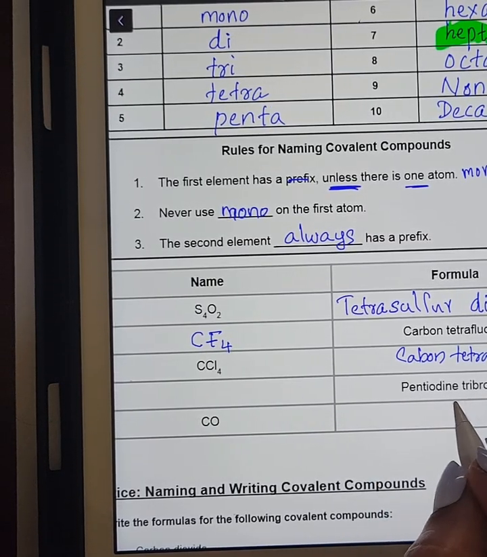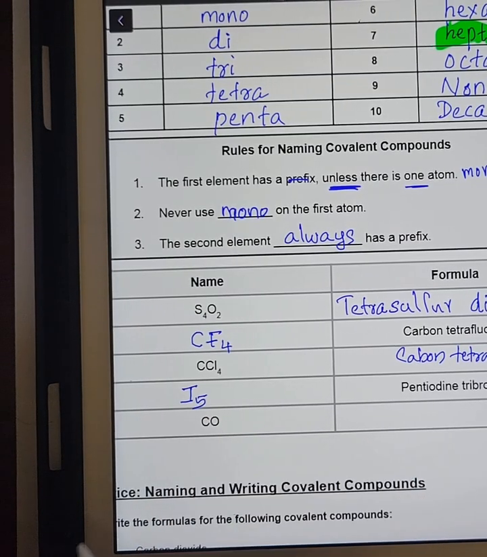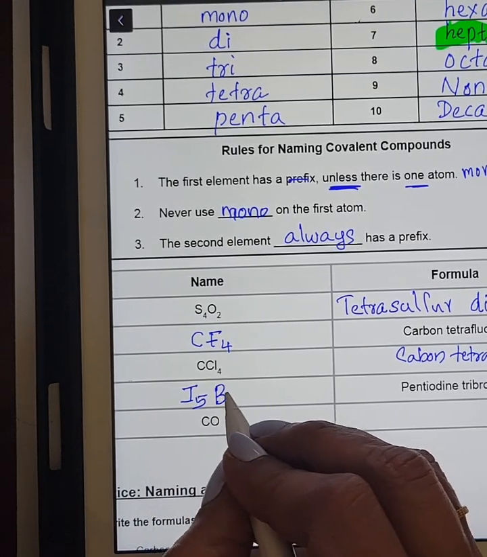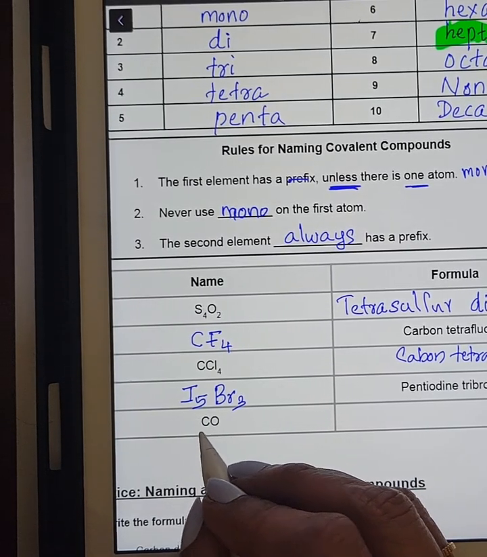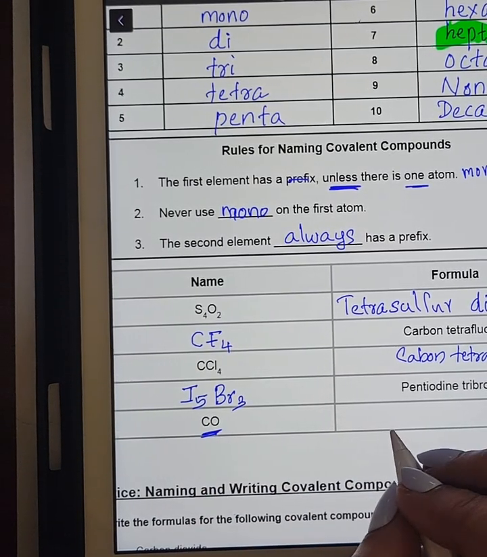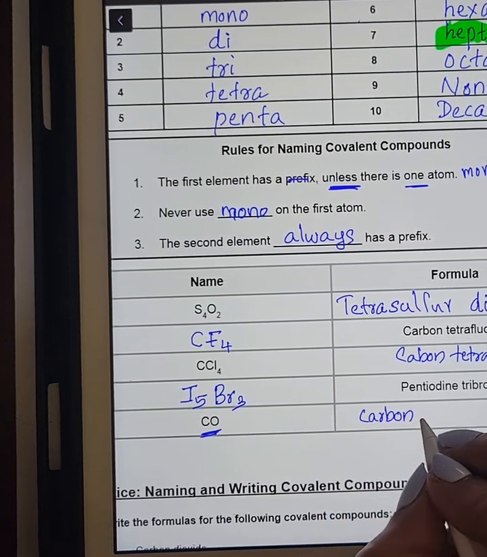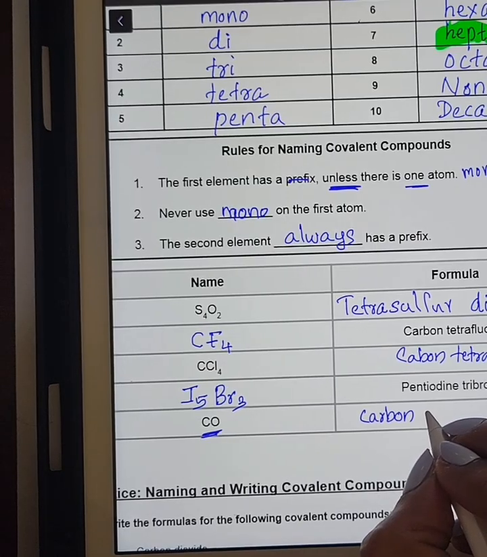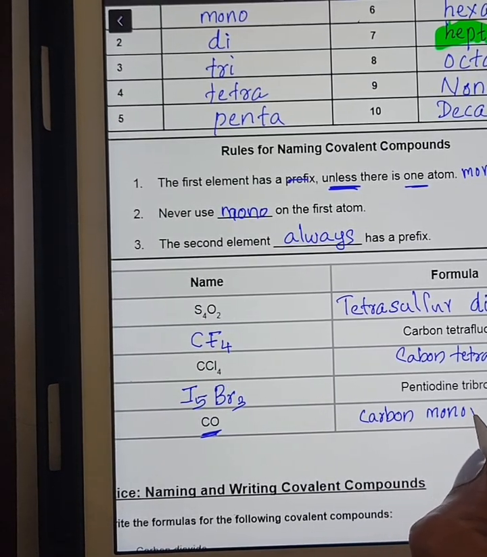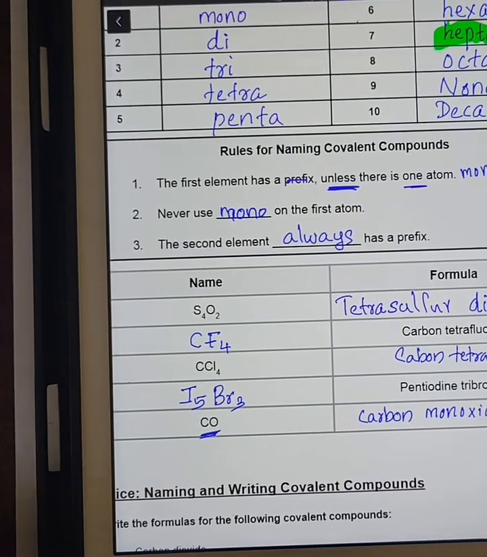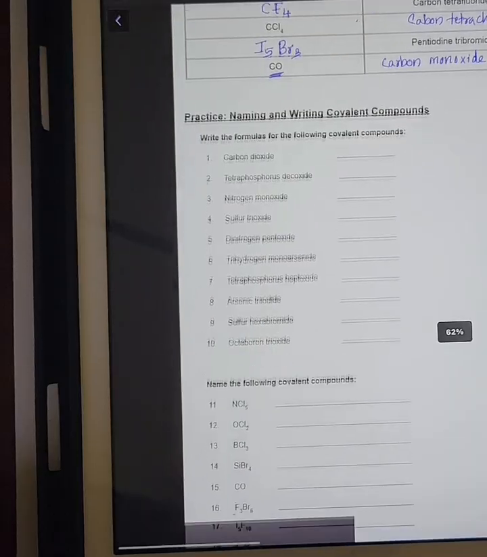Next one, penta iodine tribromide. Okay, so the first one is I, it has 5, and bromine is tri, it is 3. Okay, this is the tricky one. Both are 1 each, but we will never start with mono, so you will write carbon. And the second element is 1, even though it is 1, we always use the prefix, so it is carbon monoxide. So those are naming. It's very easy.